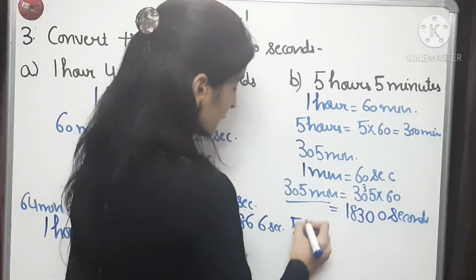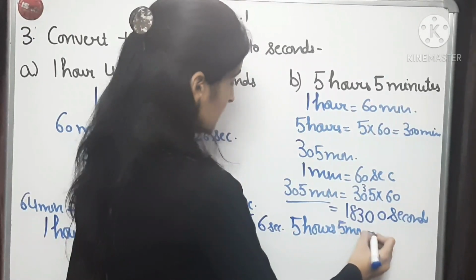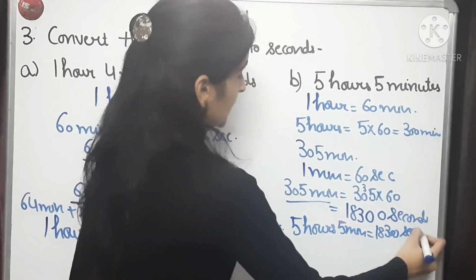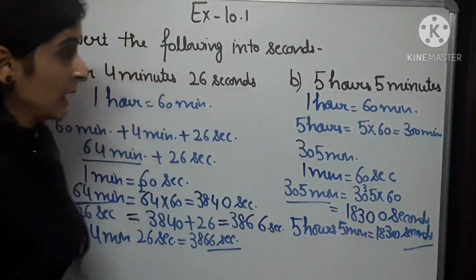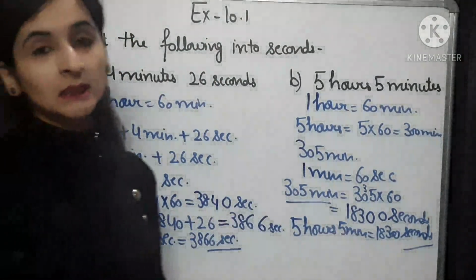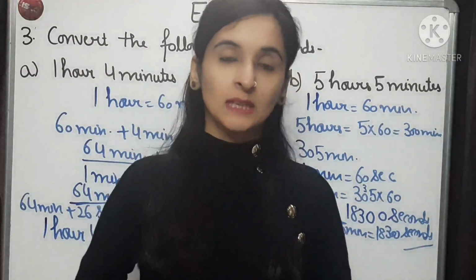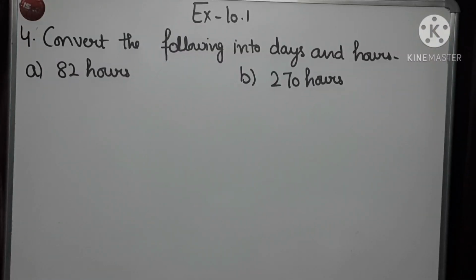It means 5 hours, 5 minutes is equal to 18,300 seconds. Okay. So this is the way to solve question number 3. Rest of the 2 parts again you will try to do yourself. Now let's come to next question.